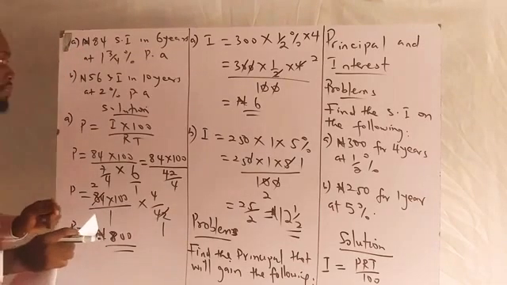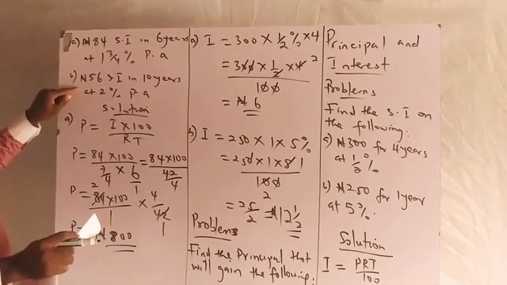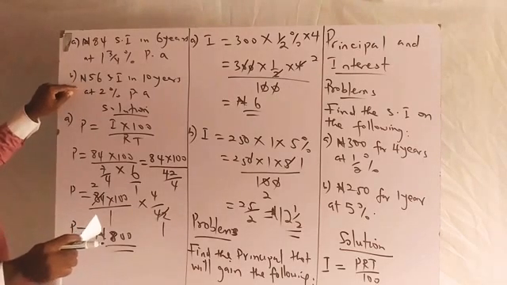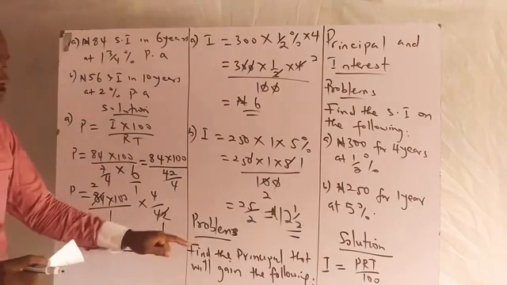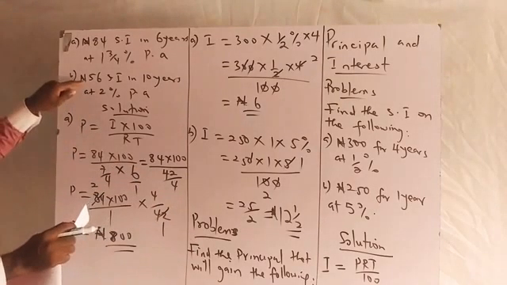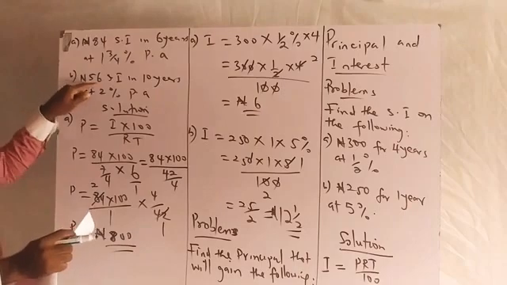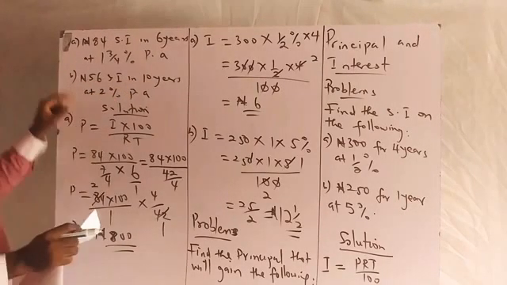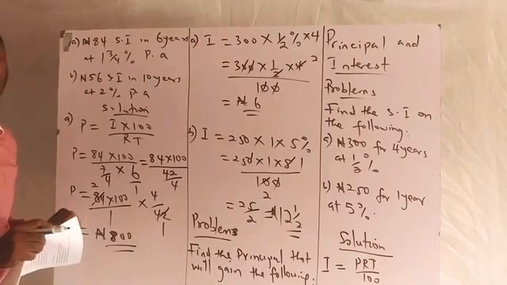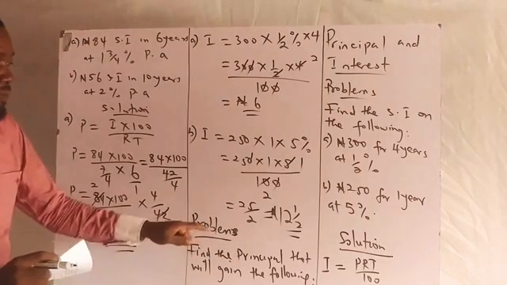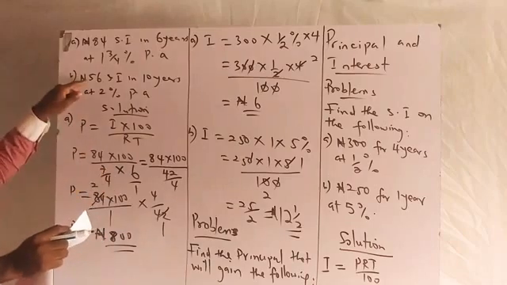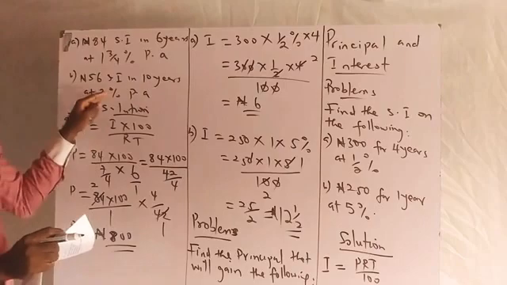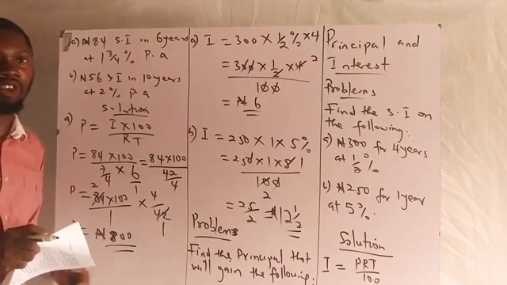I want you to quickly do this yourself and forward the answer to me. Do the second question yourself. The question is find the principal that will gain the following: 56 naira simple interest in 10 years at 2% per annum. Do this yourself and forward the answer to me. If you're done, forward it to me. Thank you.